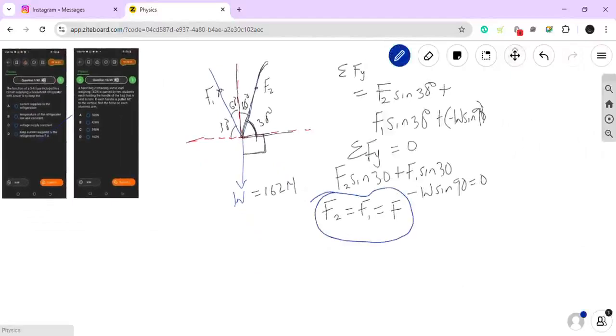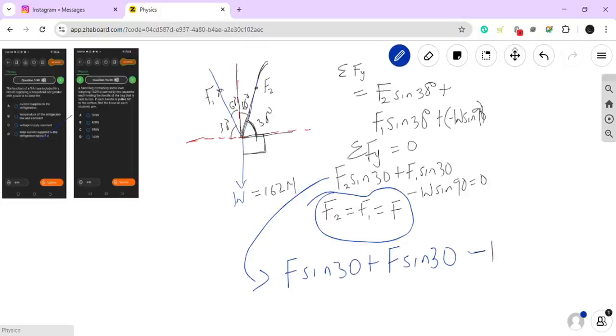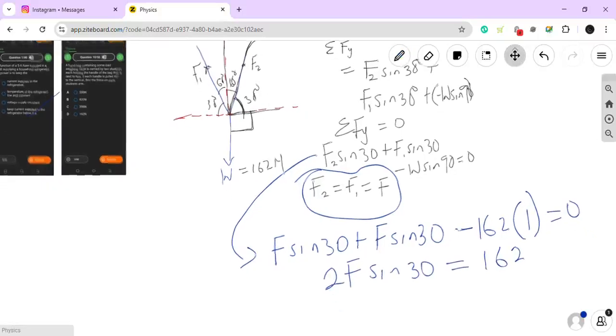Right? So meaning I can say, now this returns to F sine 30 plus F sine another 30, then minus our W here is 162. So 162 into sine 90 is 1, which equals 0. F sine 30 we give 2 F sine 30. Now equals to, let this 162 go to the other side. That's equals to 162. I believe you are following me.